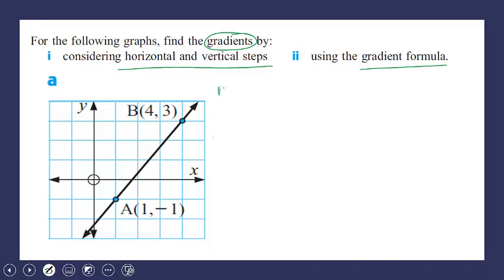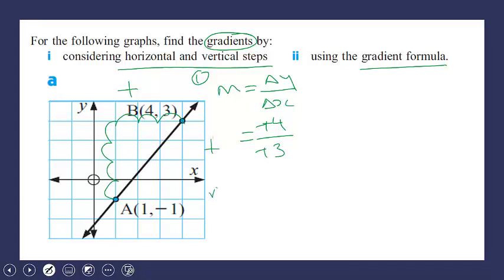We know that m is change in y over change in x. So we start at A, we end at B. Let's jump. 1, 2, 3, 4. Upwards is plus, so that is plus 4 over 1, 2, 3 to the right. Right is plus, plus 3. So m equals 4 over 3.